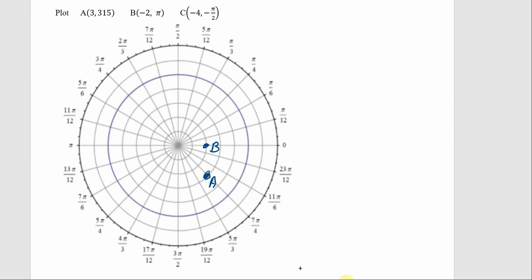And C is negative pi over 2. So negative pi over 2 is in the negative direction, so we're going to come this way. So there's a negative pi over 2. But it's also a negative 4, so I have to go in the opposite direction. So I'm going to be up here in the positive pi over 2, and I'm going to go 1, 2, 3, 4. And right there is point C. So not too difficult to graph these points.